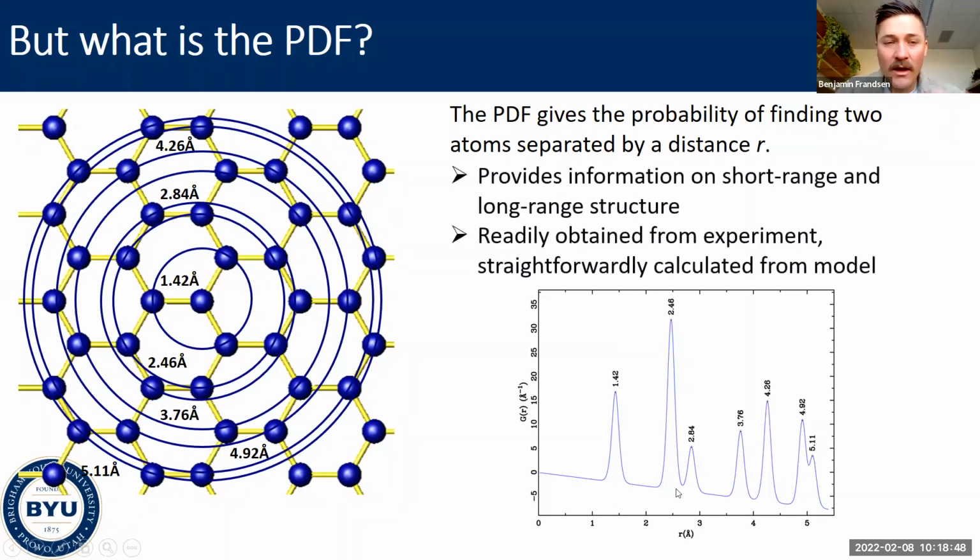So the PDF is really powerful because it gives us this information on the short range structure, but also there's nothing to prevent us from looking at the PDF out to longer length scales as well, several nanometers, for example, and then we can get the structural information on those longer length scales. And we can obtain it readily from experiment by doing this Fourier transform, and we can also calculate it from a given model of the structure. Basically, it consists of delta functions at atomic separation distances.